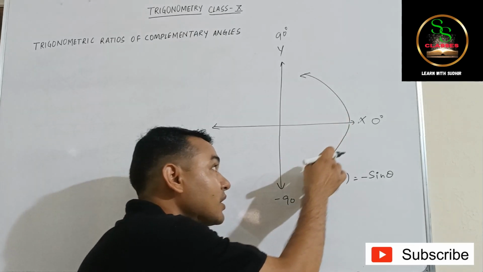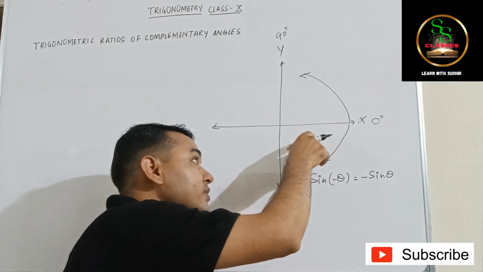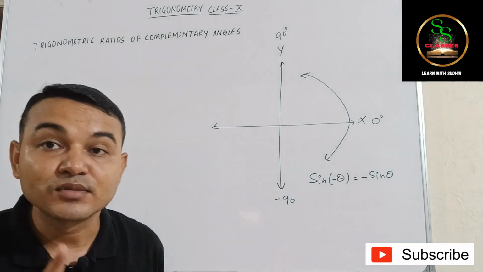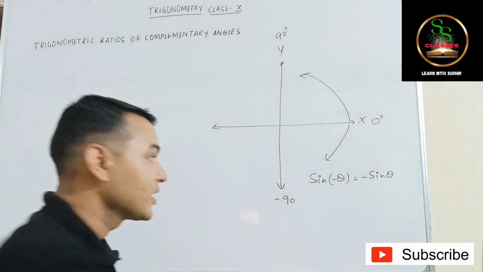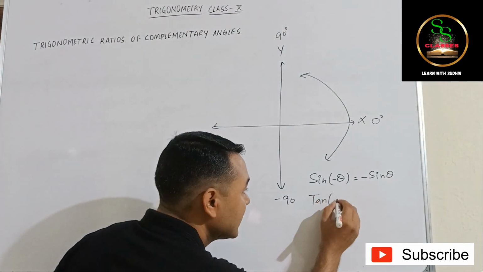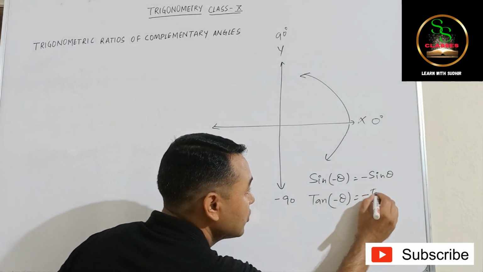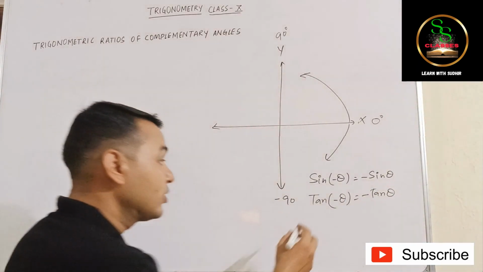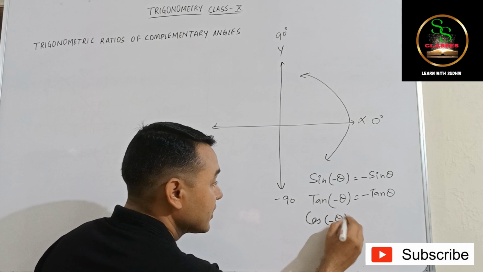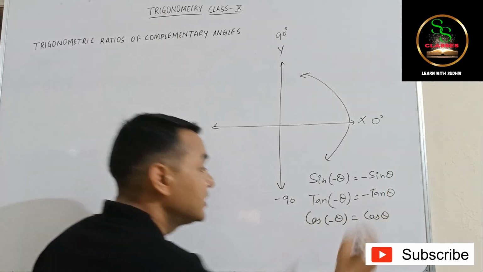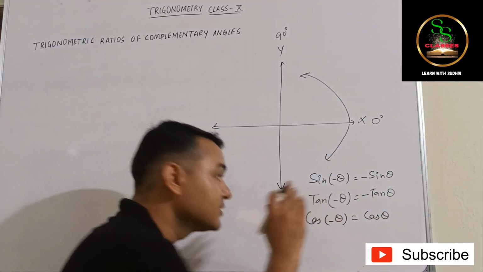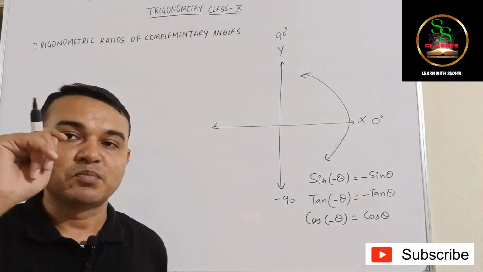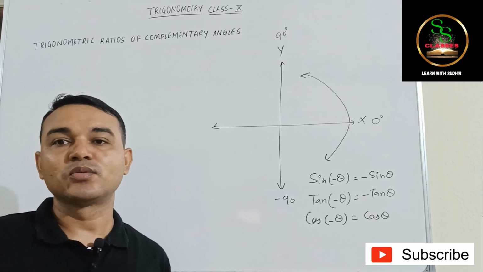If we are moving in the clockwise direction, then first we will come to this quadrant, and in this quadrant sin is what? Negative. If we talk about tan, tan is also negative. That is why the negative sign comes. But if we talk about cos theta, then it will become cos theta. Why does the negative sign disappear? Because in the fourth quadrant cos theta is positive. I hope it is clear to all.